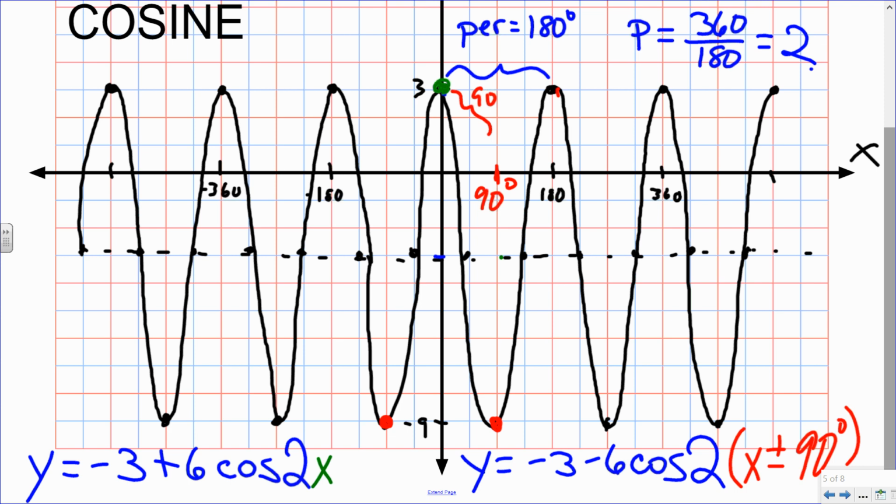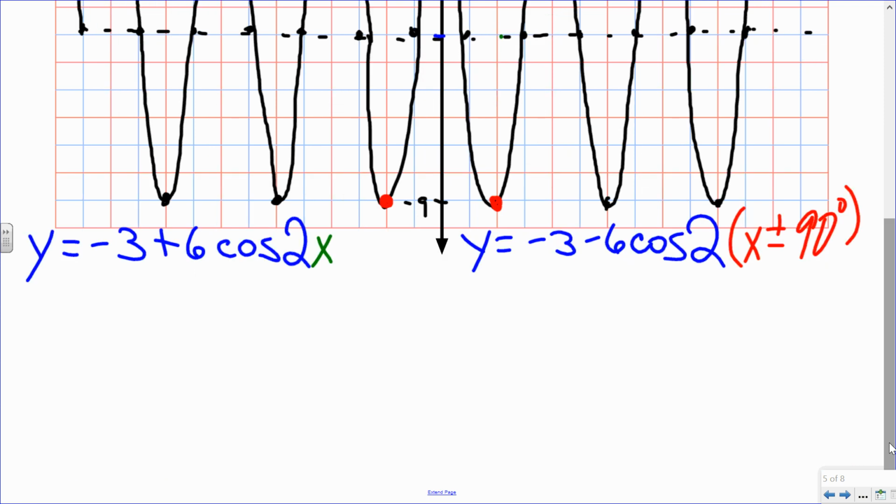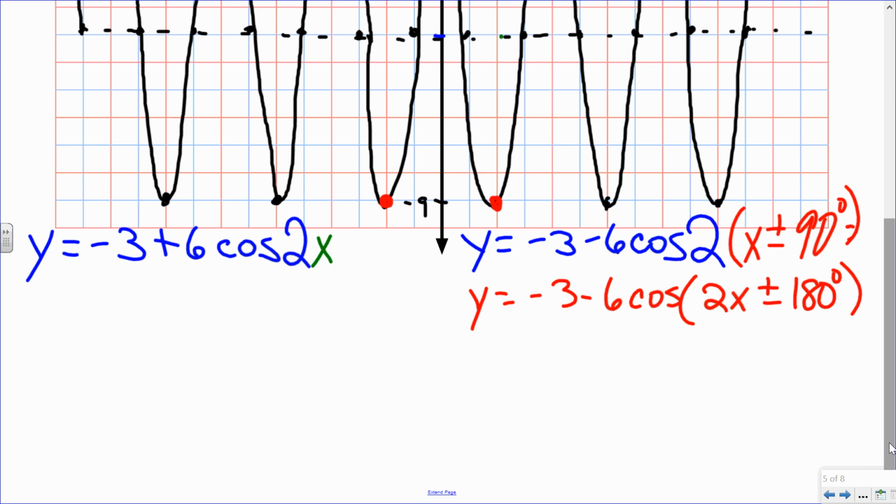Now, a couple of things I want to point out here. This is the same as negative 3 minus 6 times the cosine of 2x plus or minus 180 degrees. But when you're writing these equations with the period and the phase shift, the period coefficient has to be outside the parentheses. The phase shift has to be inside. You can't look at it this way and say there's a shift of 180, because we know from looking at the graph the shift is really 90.